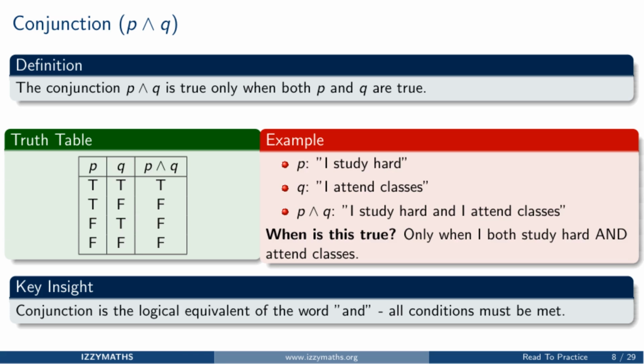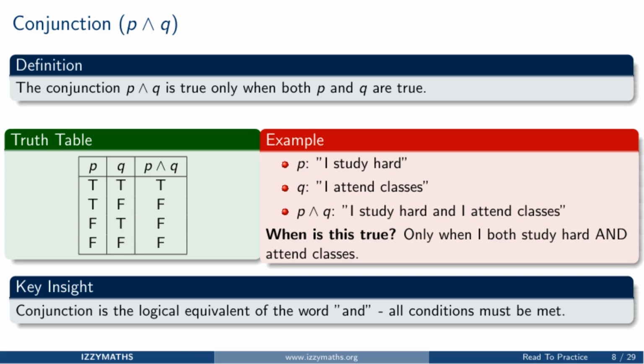Looking at our truth table, when both P and Q are T, then P and Q is T. But in all other cases, when P is T and Q is F, when P is F and Q is T, or when both are F, the conjunction P and Q is F.